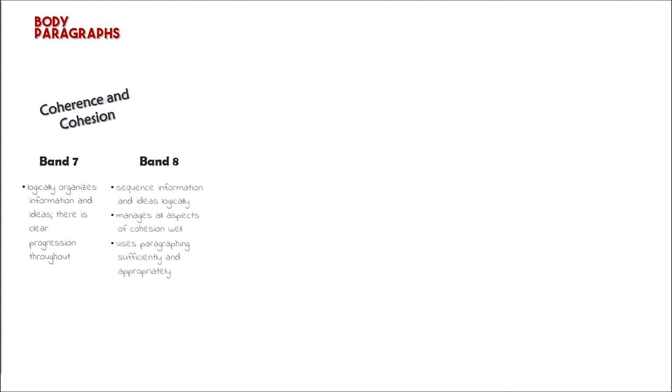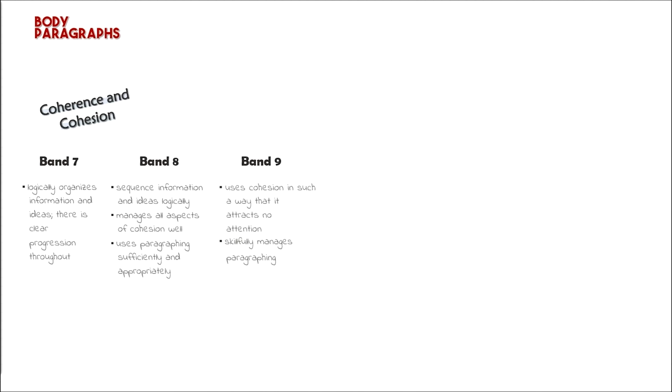Under cohesion and coherence, you will get a band 7 if you can logically organize the information and there is a clear progression. You will be awarded band 8 if you can use paragraphing sufficiently and appropriately and write logically and manage all aspects of cohesion. On top of that, you can get a band 9 if you can skillfully manage paragraphing and use cohesion that does not attract attention.